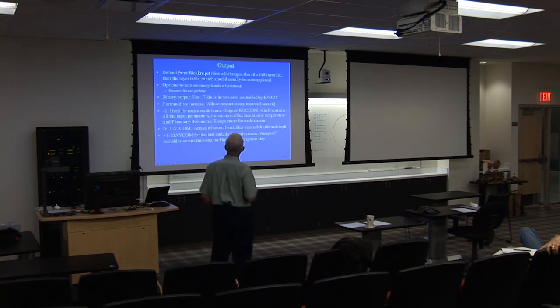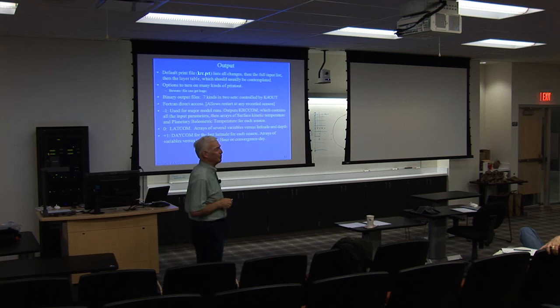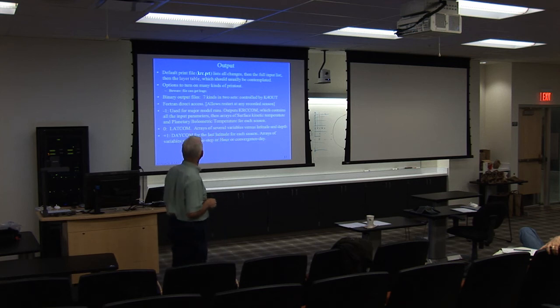So here's what you get. The print file lists all of the changes, then the resulting full input list after you've made the changes, then a layer table, which should usually be contemplated. I mean, look at the layer table, make sure you're doing what you want. And then, I didn't put here, there is a temperature-dependent properties table if you asked for that. You can turn on all kinds of output, and I'm saying here, beware, it can get enormous if you're not careful.